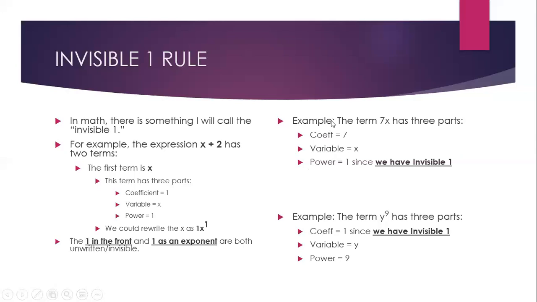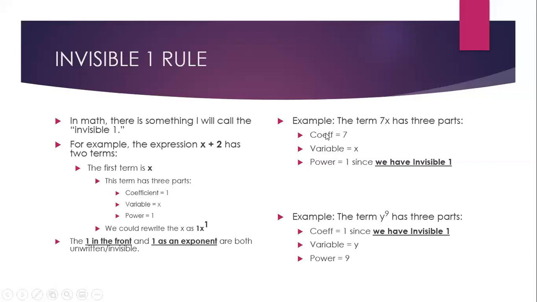Example number 1. The term 7x has three parts. It has a coefficient, it has a variable, and it has a power. Now you say, well, I don't see a power. You don't see a power. That's where the invisible 1 comes into play. So let's go through it. Let's go through three parts.